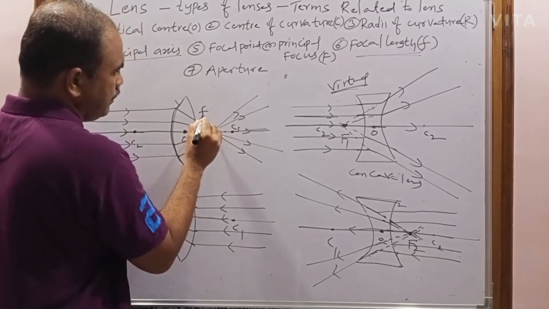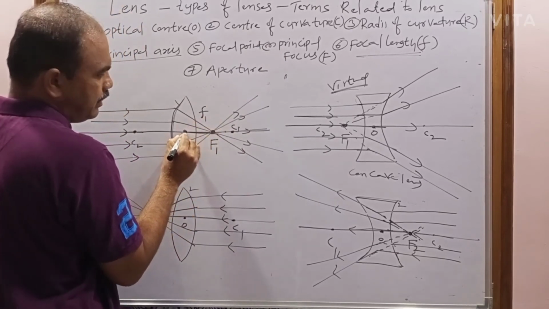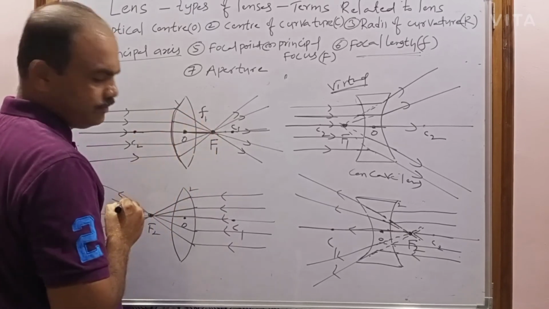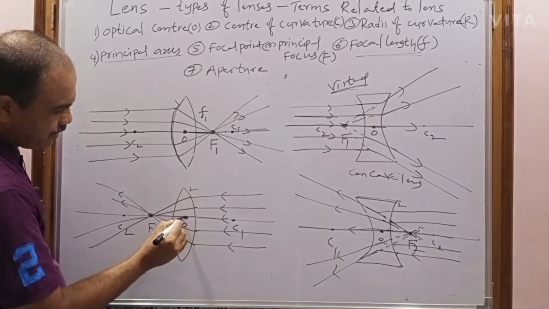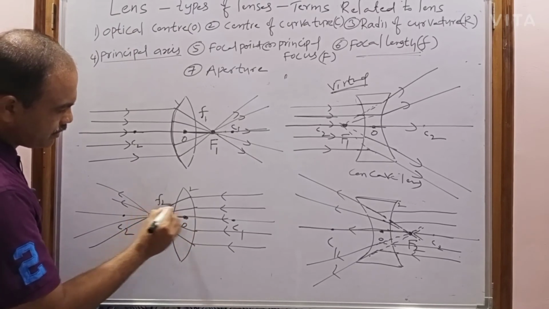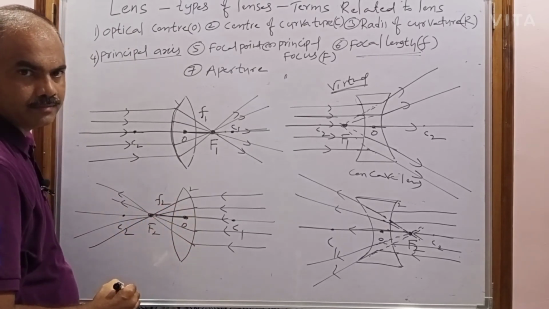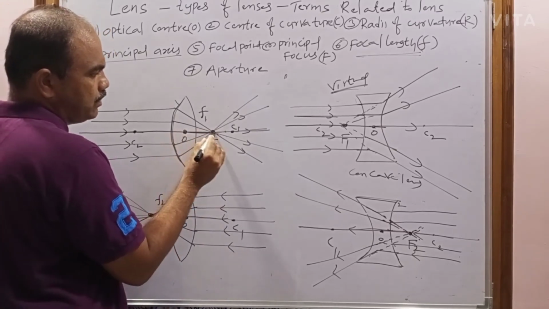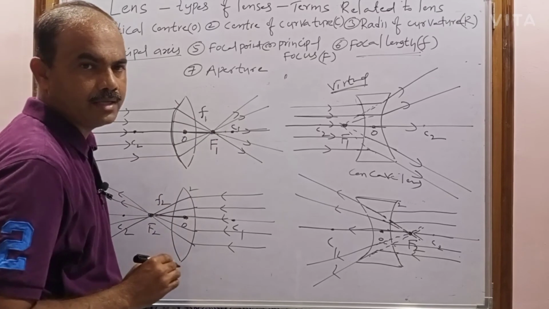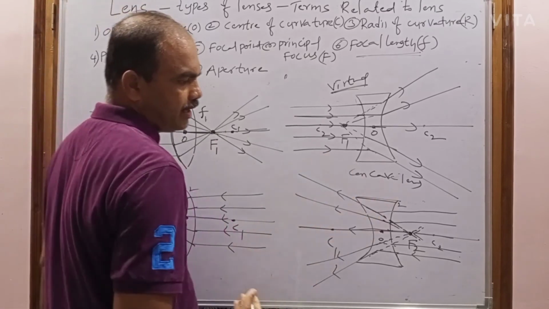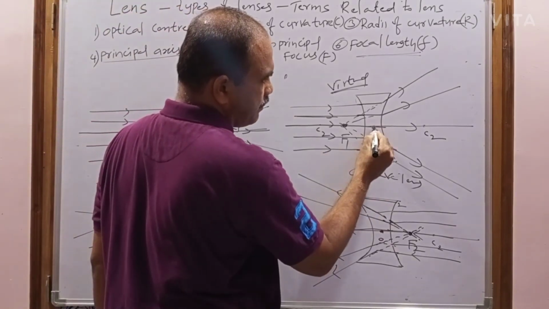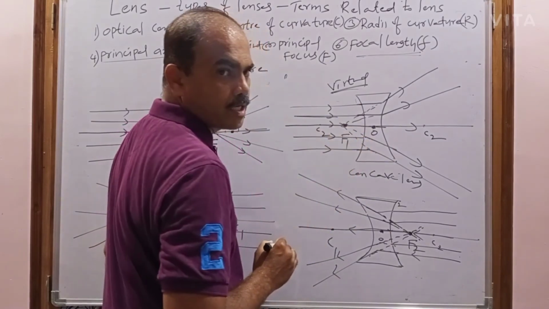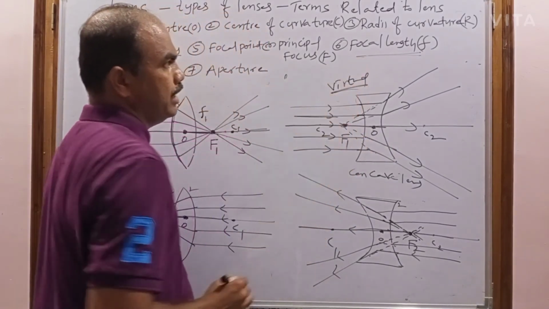Now this is the first focal length. The distance between the optic center and F1 will be called the first focal length. The distance between the optic center and the second focus can be called f2, the second focal length. So what is the focal length? The distance between the optic center and the focus or focal point. In case of the concave lens, the same definition: the distance between the optic center and the focal point or principal focus is the focal length.